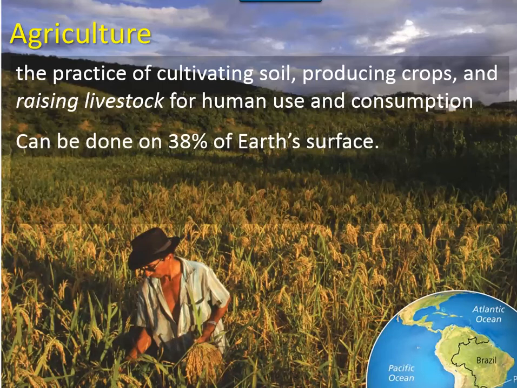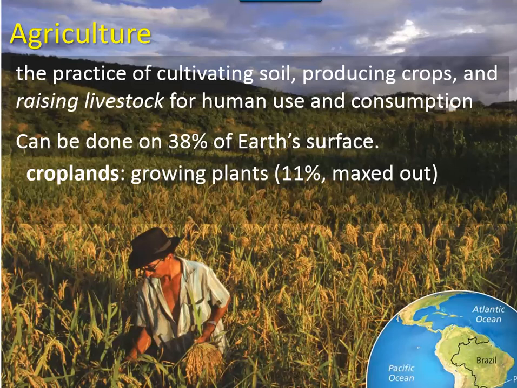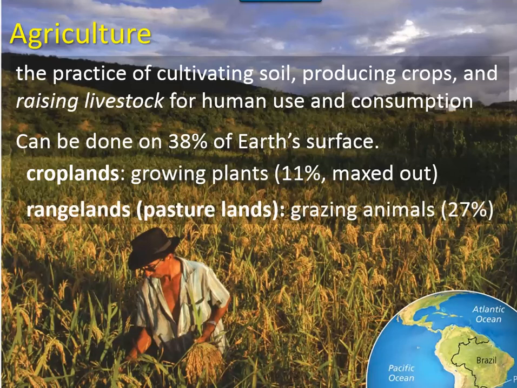This can be done on 38% of the Earth's surface. Croplands, meaning the growing of plants, and we only have 11% of our Earth's surface that we can grow plants on, and right now we're maxed out at that level. Rangelands, also called pasture lands, are where we graze animals, and 27% of our land is being used for that.